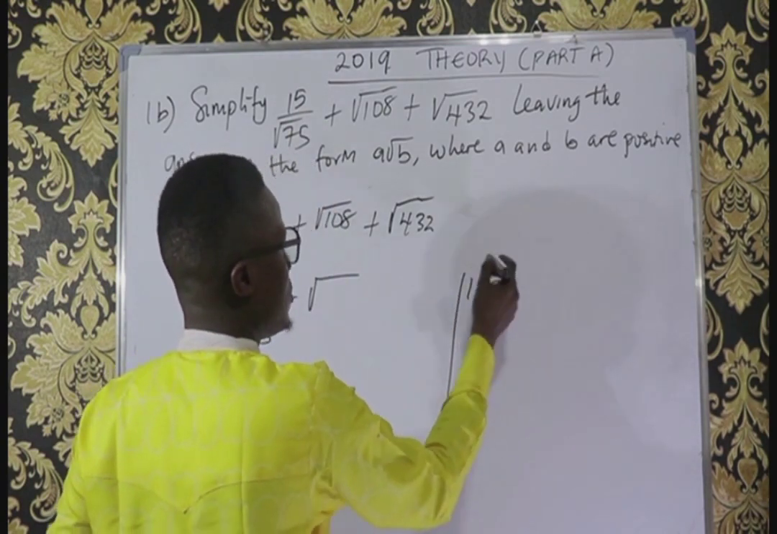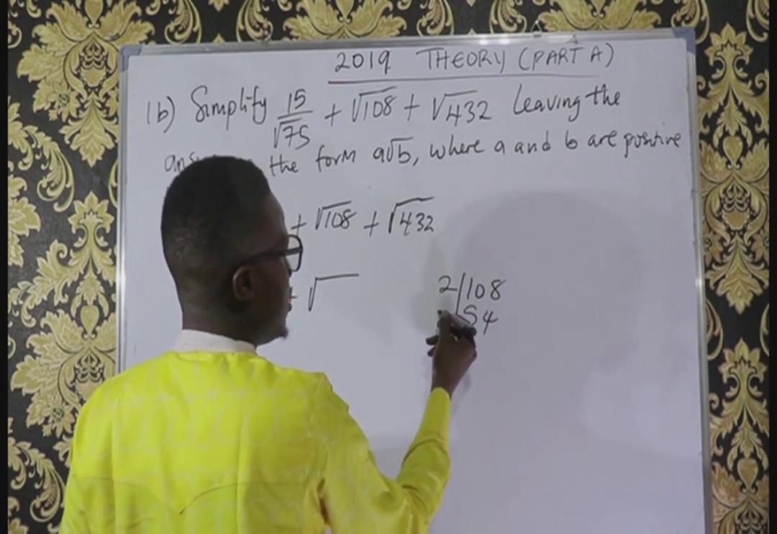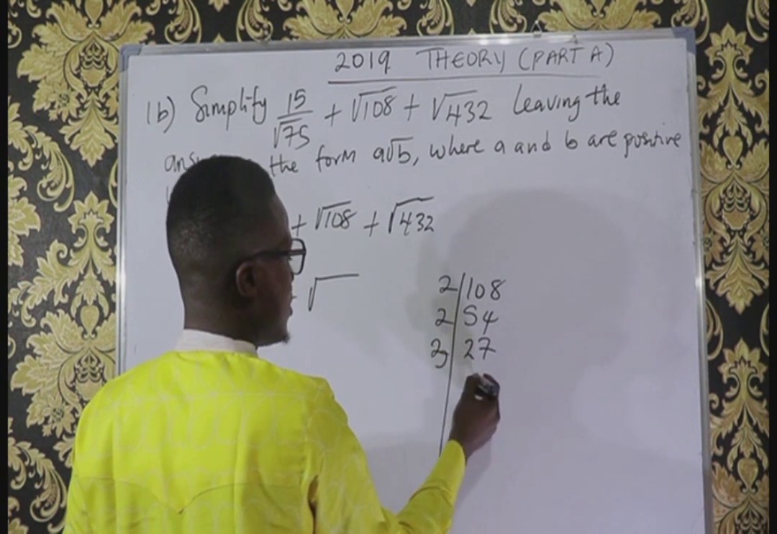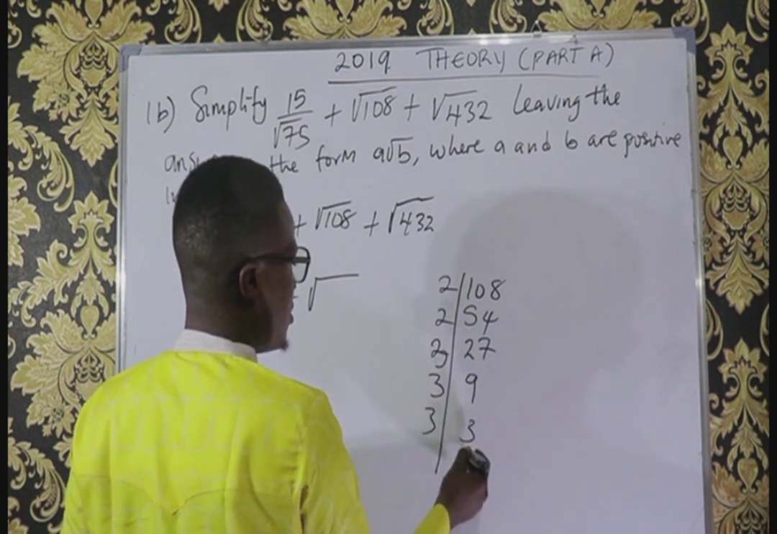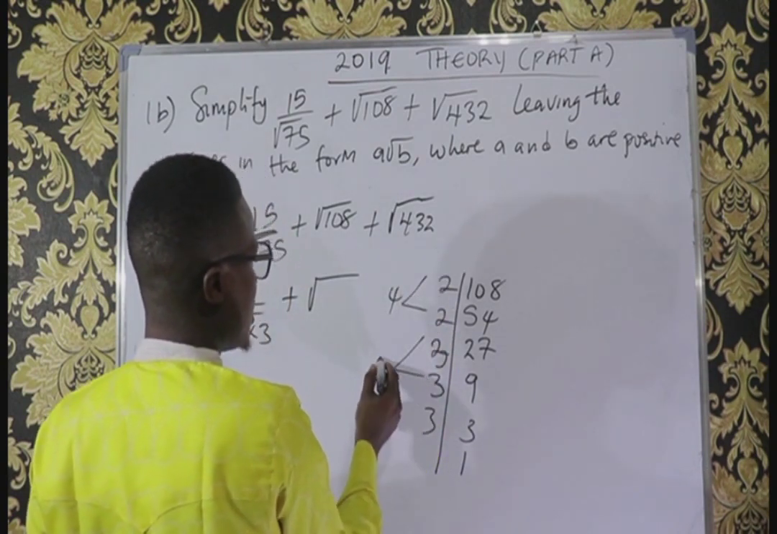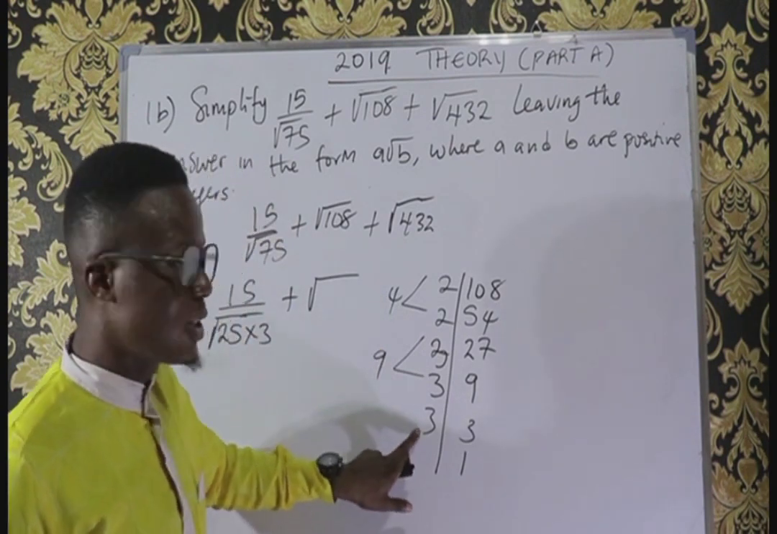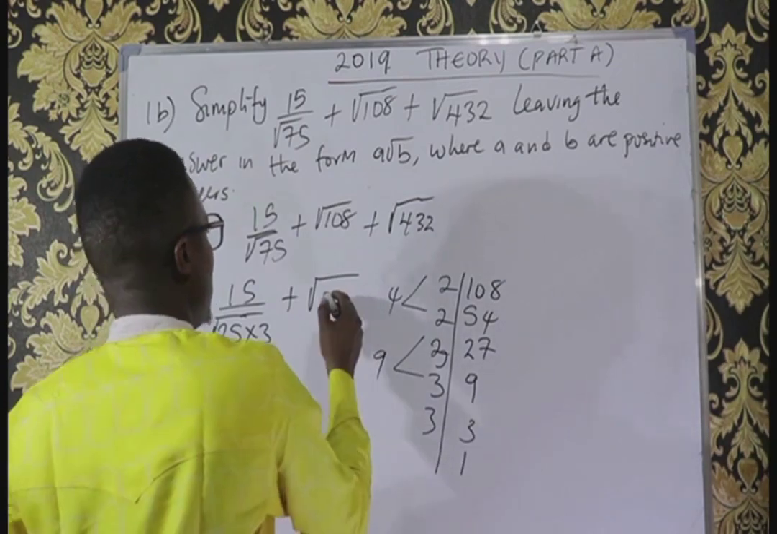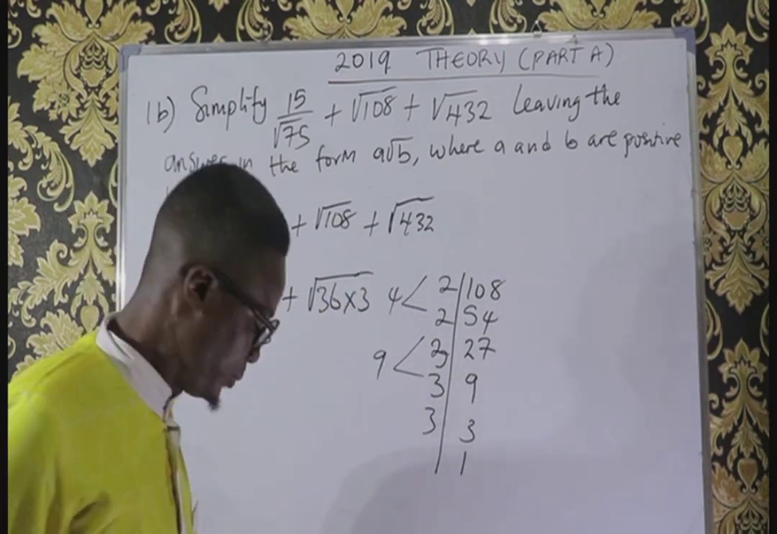Draw a straight line, you write 108. 2 here is 54. 2 here is 27. 3 can go now, you have 9. 3 here you have 3. 3 here you have 1. This is 4. This is 9. So you have 4 times 9, 36. This 3 has no place, so it stays alone. So we're having 36 and 3. So you use 36 times 3 to represent 108.